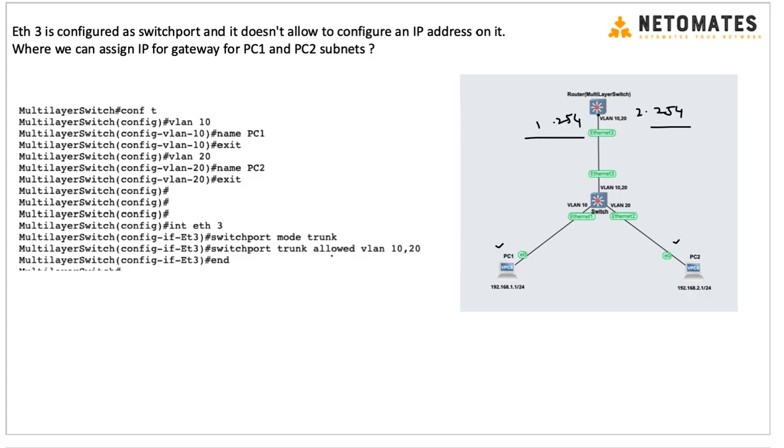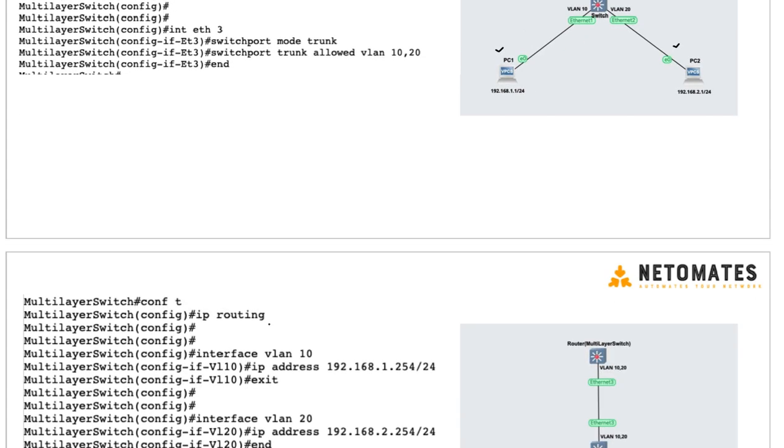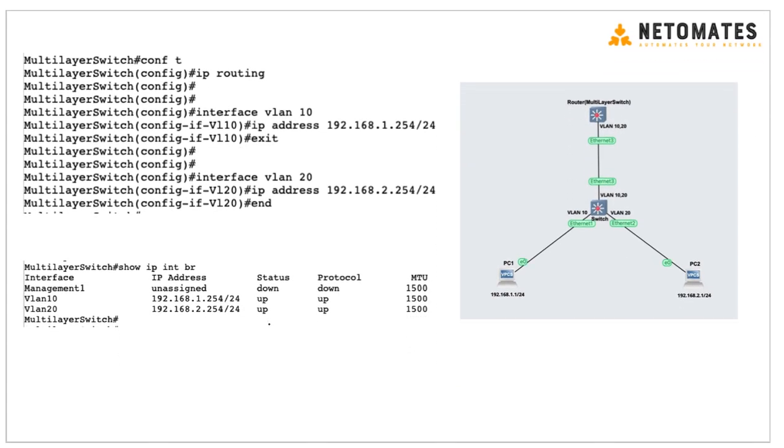So how do we create gateways on this multi-layer switch using Ethernet 3? We use a concept called a VLAN interface. That's a logical interface. For each VLAN we can create a logical interface, and that will be based on the physical interface. So in this topology we create two logical VLAN interfaces on top of Ethernet 3. Let's see how we can do that configuration.